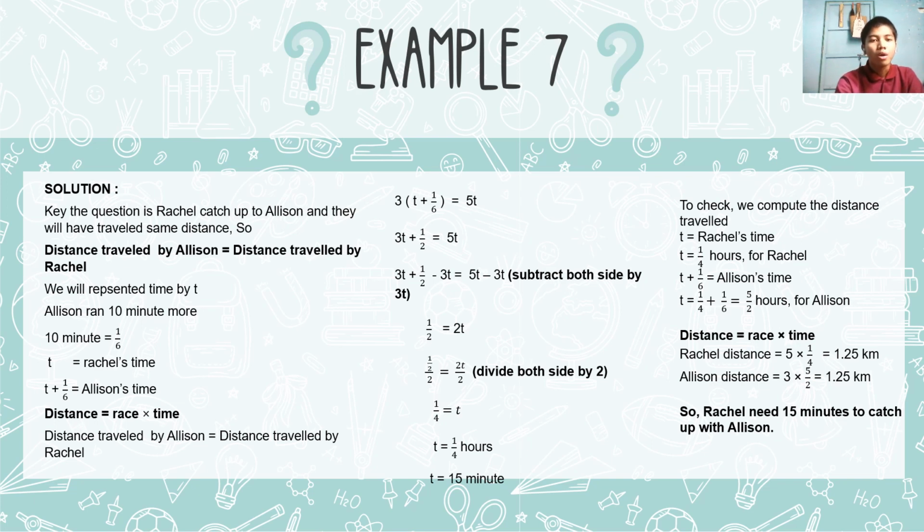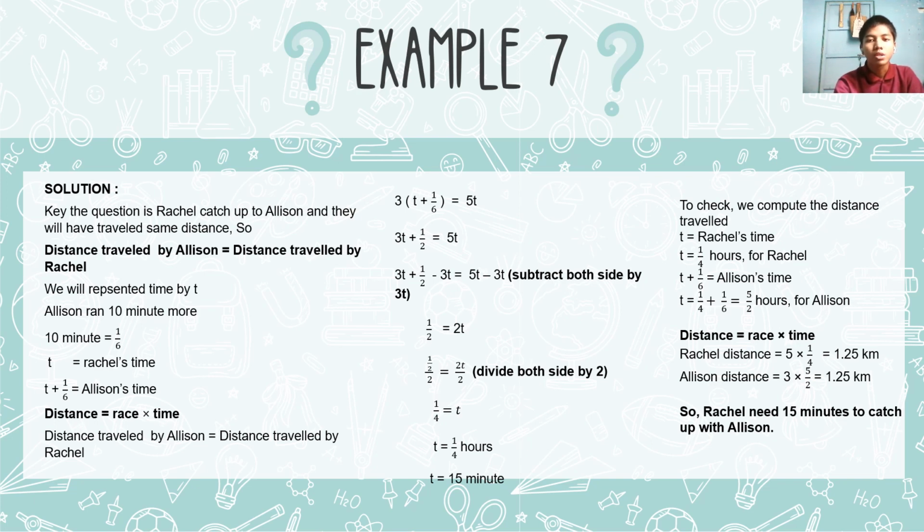Distance equals rate times time. Distance traveled by Alison equals distance traveled by Russell. So 3 times (t plus 1/6) equals 5t. 3t plus 1/2 equals 5t. 3t plus 1/2 minus 3t equals 5t minus 3t. We subtract 3t from both sides. So we got 1/2 equals 2t.